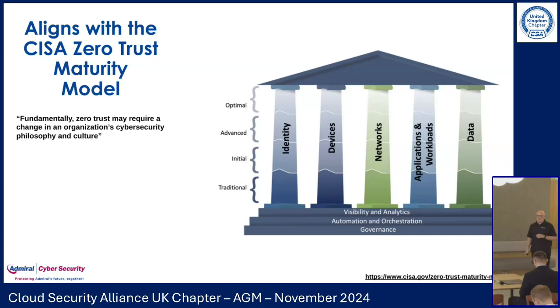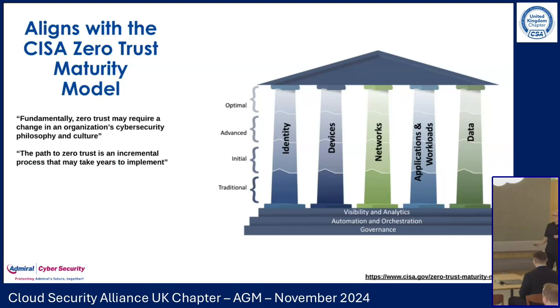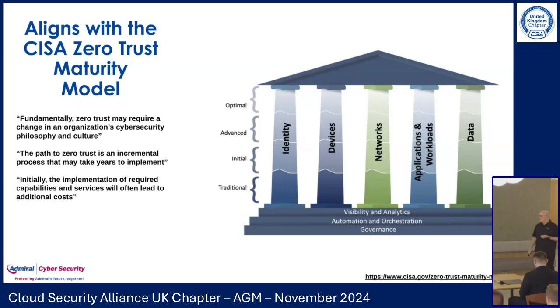Now, there's a couple of statements in that document that I'm going to call out because I either agree or disagree. First one, I think, is fairly agreeable. Fundamentally, it requires a change in your culture and philosophy to do zero trust. I think that's true for most businesses. Secondly, the path to zero trust is incremental and it could take years. Yeah, you're not going to do that level of change overnight. It is iterative.